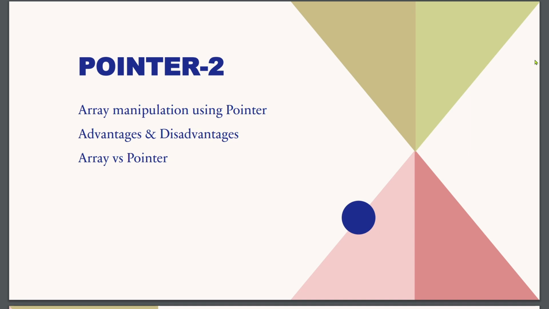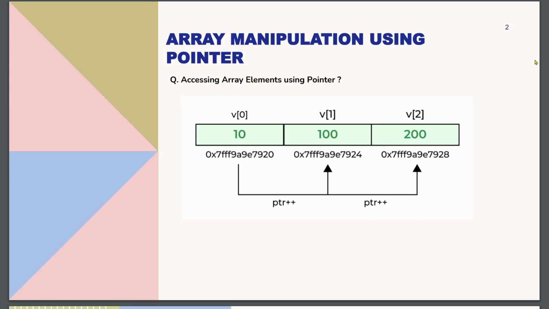If you want to find out the value whose address is stored in the pointer, we have to use the asterisk symbol. The asterisk symbol is known as the dereferencing operator. I have already told you. So now let's move to today's topic. The first one is array manipulation using pointer. We'll learn this topic by this simple question: accessing array elements using pointer.